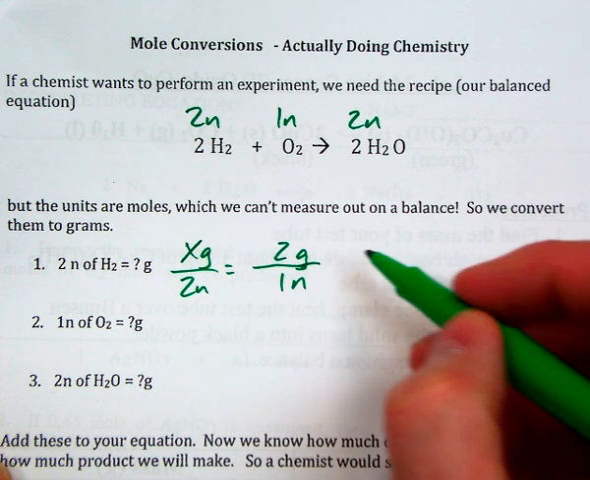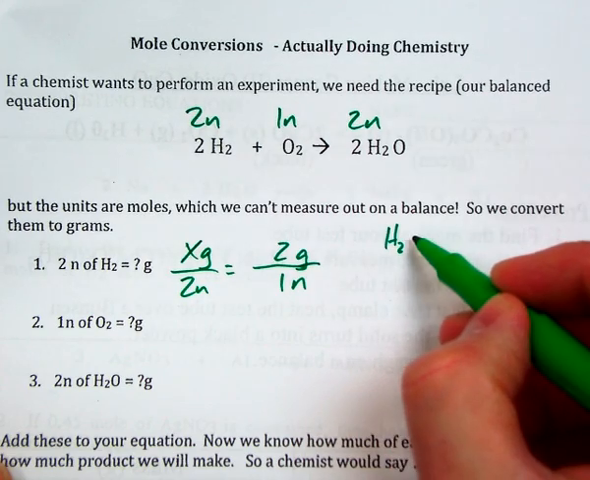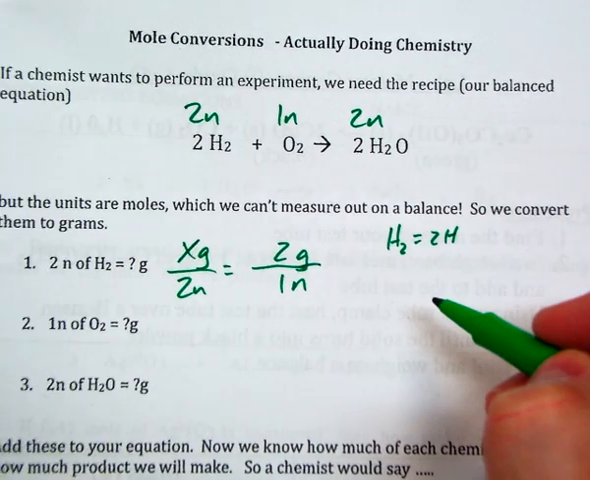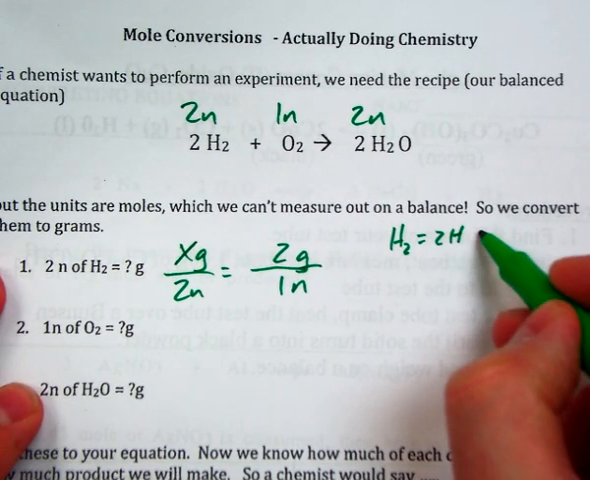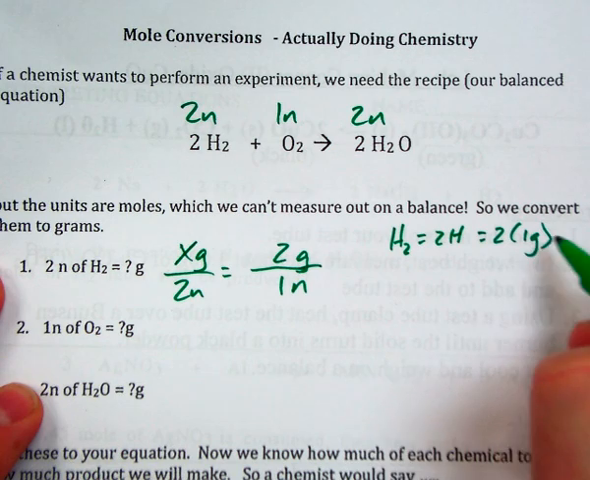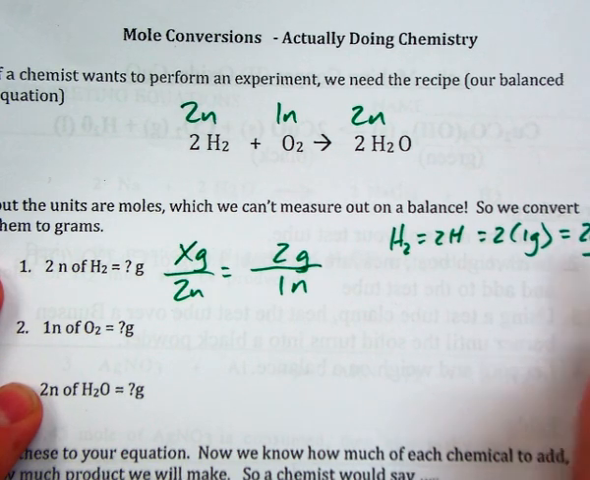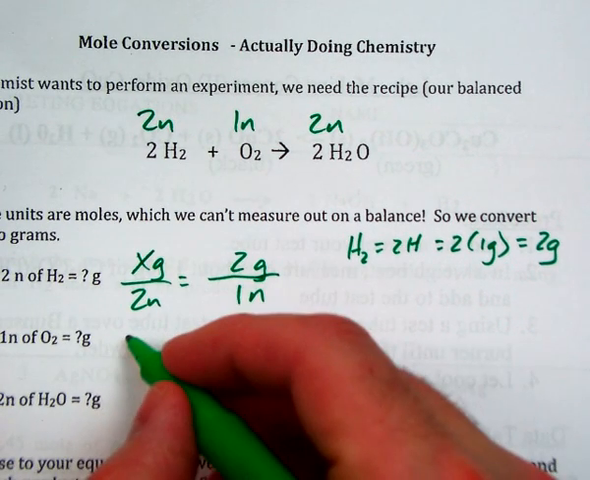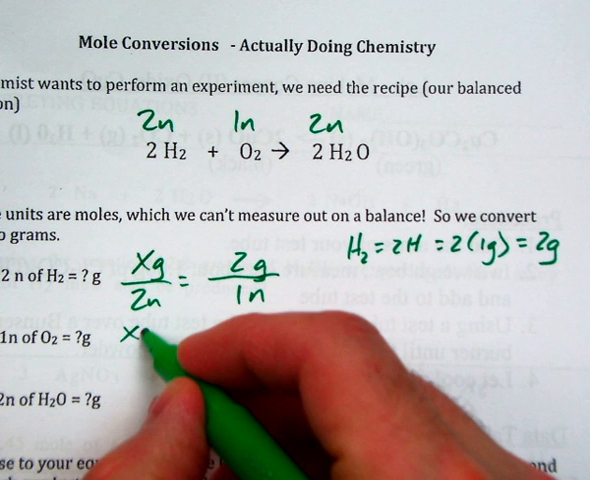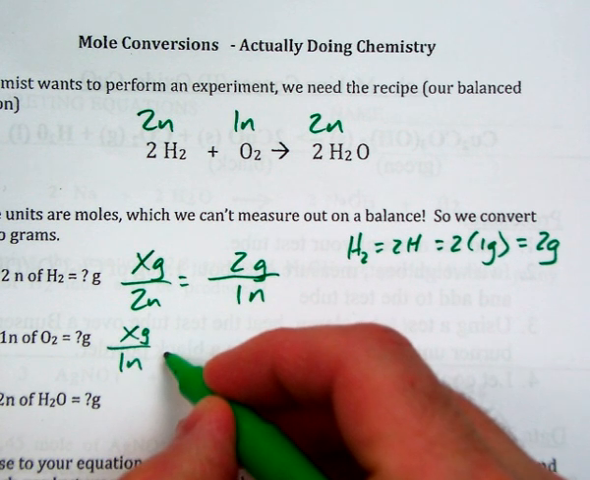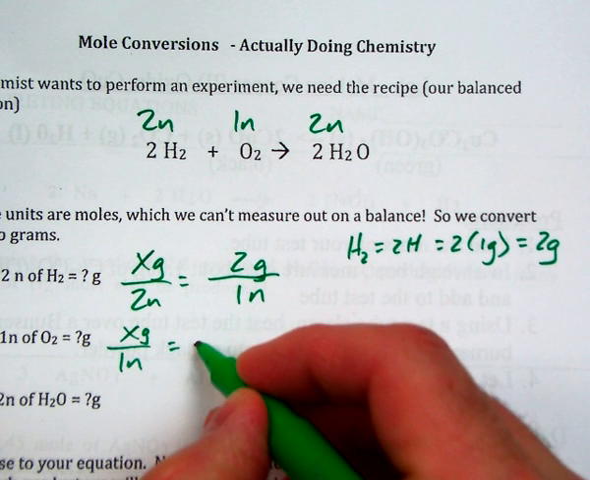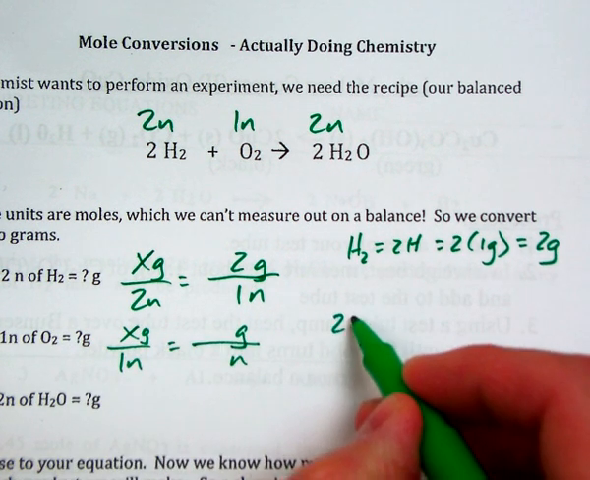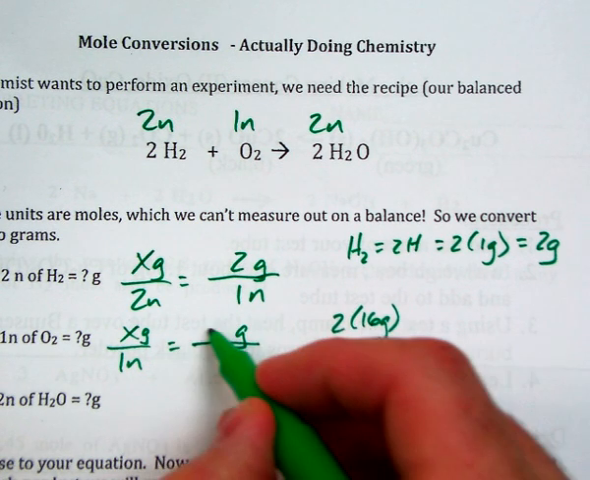So in H2, you have 2 H's. You look on your periodic table, and you're going to take 2 times our molar mass of hydrogen, which is 1, that equals 2 grams. Similarly here, how many grams are equal to 1 mole of oxygen? Moles here, grams. Your molar mass of 2 oxygens is going to be 2 times 16 grams. That's going to be 32 grams.